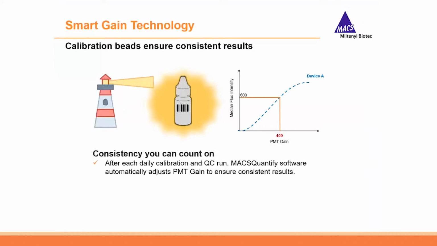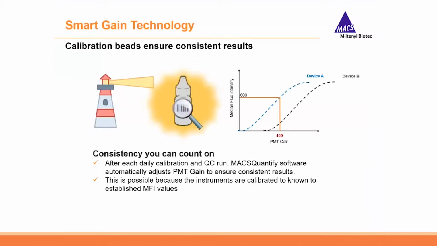So after each daily calibration and QC on the device, the MACSQuantify software on the instrument automatically adjusts the PMT gains to ensure that consistency. This is possible because the instruments, again, are calibrated to this known fluorescence value. In the case that we have a second device, device B here, it might require 430 volts or gain steps to get to that same brightness level.